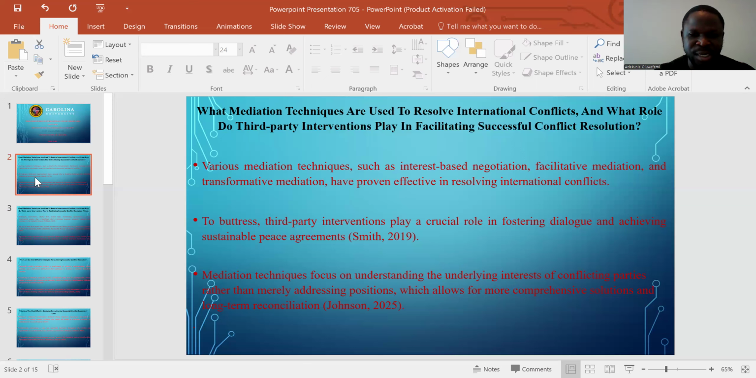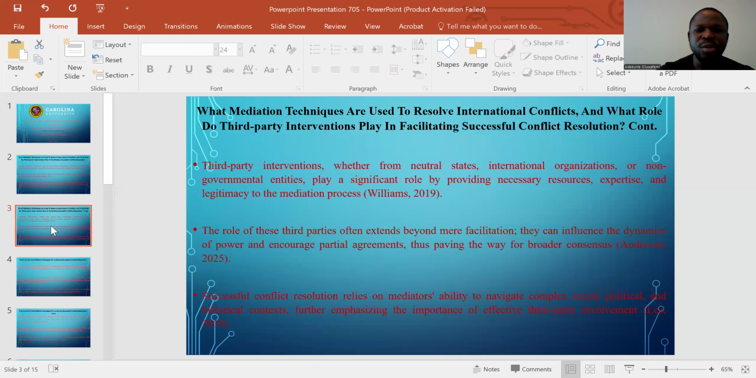Mediation techniques focus on understanding the underlying interests of conflict parties rather than merely addressing positions, which allows for more comprehensive solutions and long-term reconciliation. That's according to Johnson 2025.